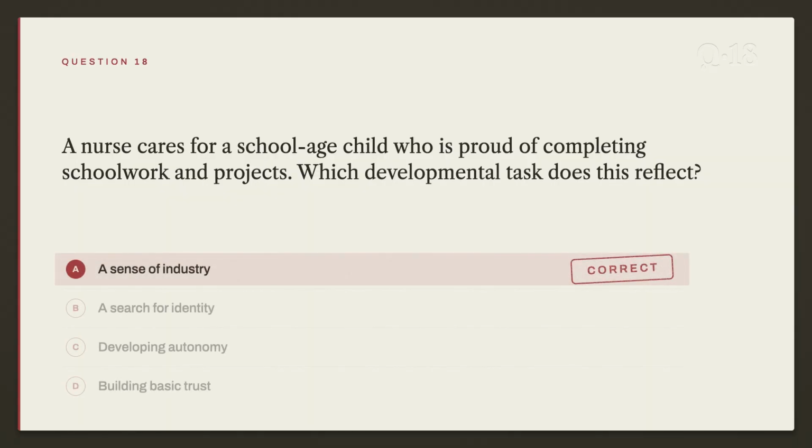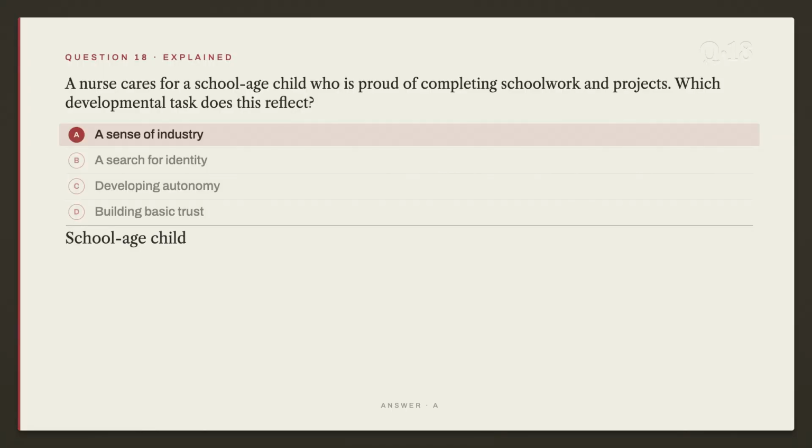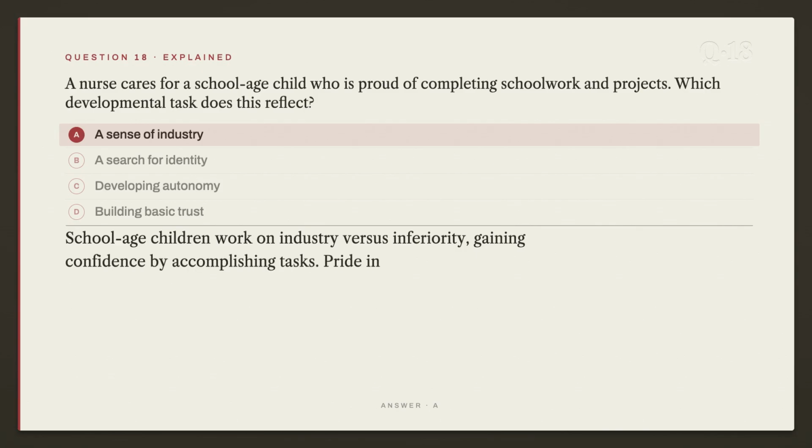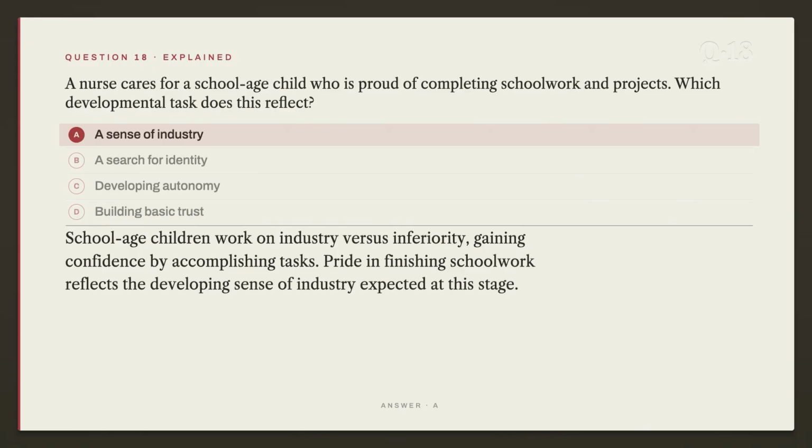The correct answer is A. A sense of industry. A is correct because school-age children work on industry versus inferiority, gaining confidence by accomplishing tasks. Pride in finishing schoolwork reflects the developing sense of industry expected at this stage.